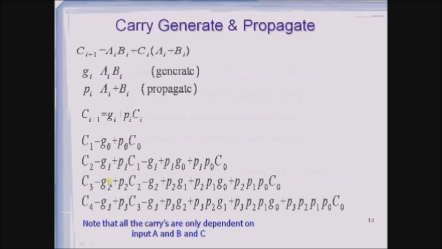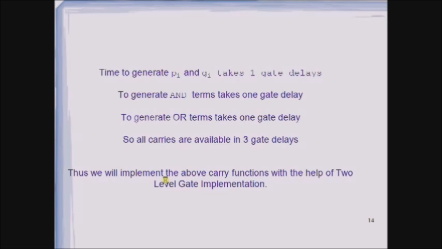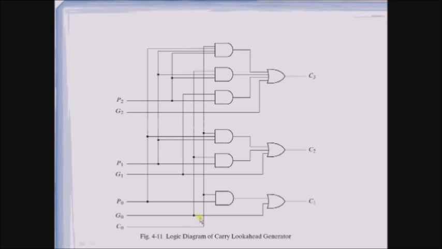If you look at these expressions, you can see AND terms, OR terms, as well as generate and propagate. Thus we'll implement the above carry functions with the help of 2-level gate implementation. Now this is how the carry and propagate circuit looks like, and we are getting C1, C2 and C3.